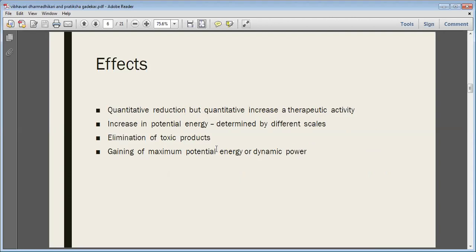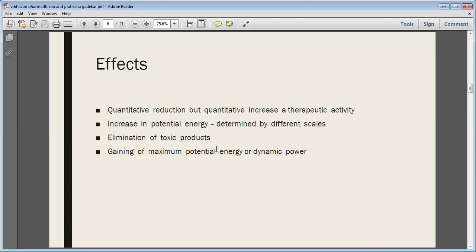Though the quantity decreases, as we have seen in the decimal scale or in the centesimal scale, the ratio is 1 is to 9 or 1 is to 99 or 1 is to 50,000. So only one part of that drug substance gets diluted with the 999 or the 50,000 parts of that vehicle. That vehicle may be solid, that vehicle may be liquid, but because of that, the dynamic level increases, and the therapeutic activity of that particular drug substance increases. So this is the effect of the potentization.